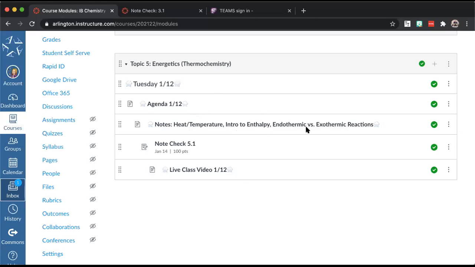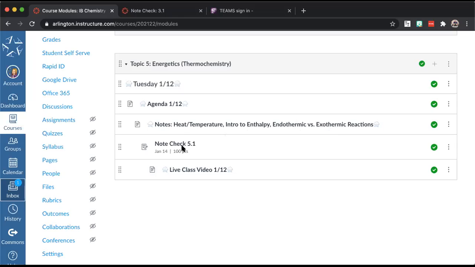And then we're going to talk about the differences between endothermic and exothermic reactions, in terms of the energy that's going on, and also in terms of some graphs. We're going to look at some graphs so we can tell the difference between these two types of reactions and what they are.